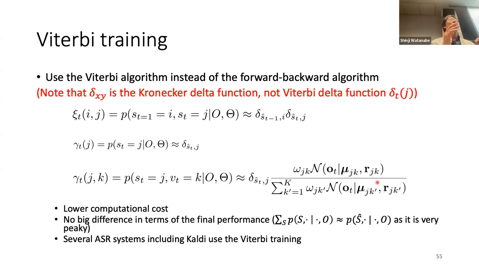By the way, this doesn't mean that forward-backward is useless. Forward-backward is very important. For example, forward is a way to also compute the likelihood, right? And forward-backward is also sometimes very important when the distribution does not become peaky, which happens, for example, when the speech is very noisy. In this case, we are not sure which one is the correct alignment, the probability does not become peaky, and many paths have similar probability. In this case, forward-backward is still important.